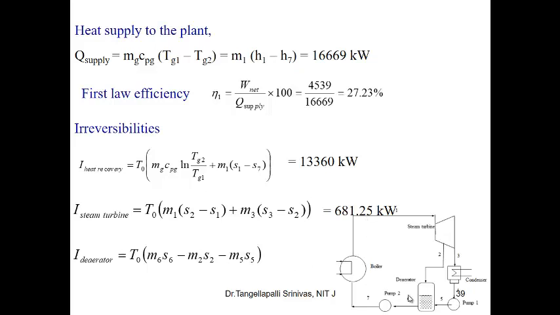A deaerator is the component, that is the feed water heater. Here the exergy loss is due to the mixing of the two streams. The final entropy minus initial entropy is considered here. The final entropy is m6 S6, and the initial entropy before mixing is equal to m2 S2 plus m5 S5. After multiplying by T0, it comes to 151.7 kilowatts. Compared to other components, the irreversibility loss in the deaerator is small.